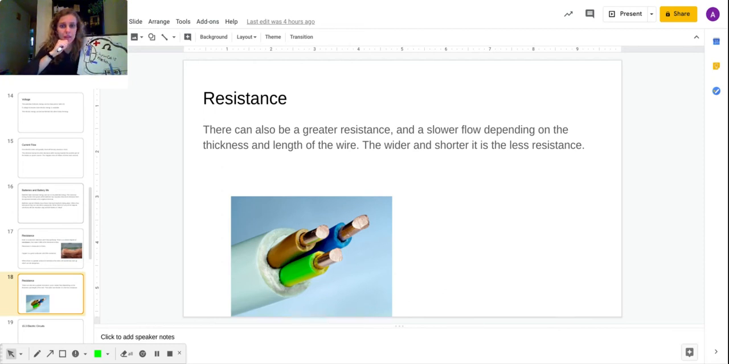So the wider and shorter a wire is, the less resistance there is. If it's thicker, there's more room for the electrons to move, more space for them to bump into each other and move. So there's less resistance. And if it doesn't have to go as far, there's less resistance as well.